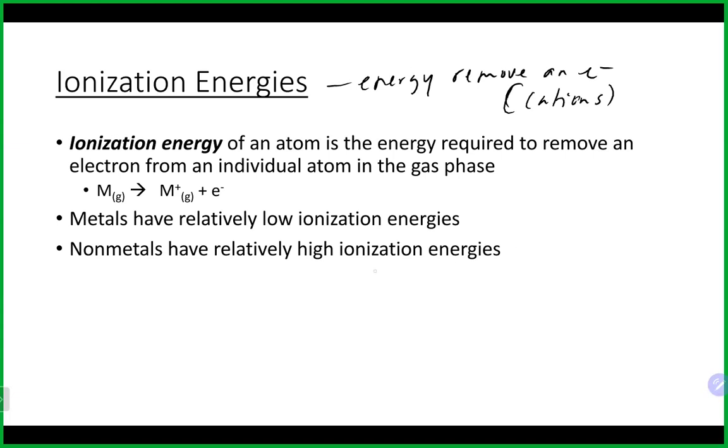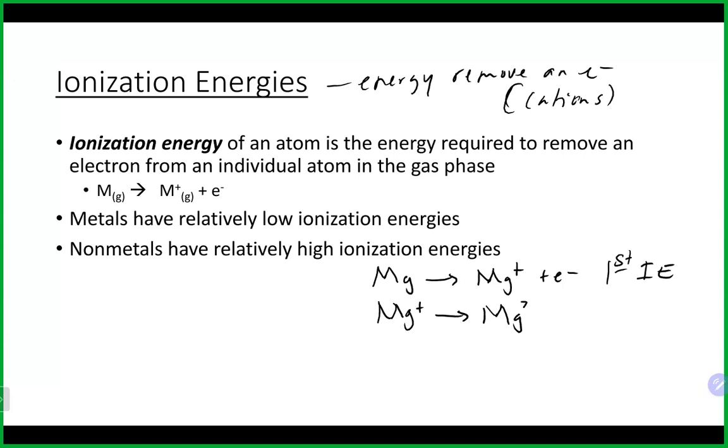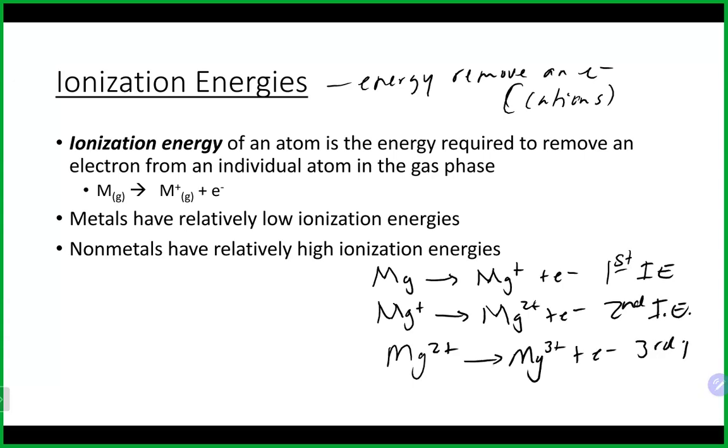So again, if you had something like magnesium, the first thing that would happen is magnesium would lose one electron. And that is what is known as the first ionization energy. Then magnesium that has already lost one electron will then lose a second electron, and that is known as the second ionization energy, and so forth. You could continue the pattern down if you like. And we could lose a third electron, and that would be the third ionization energy.